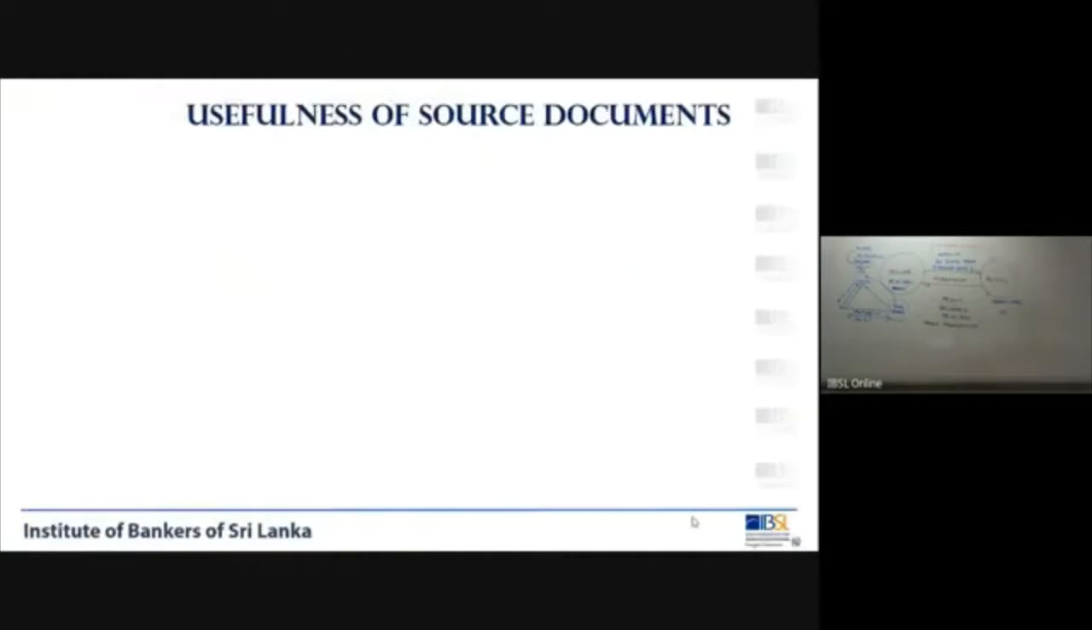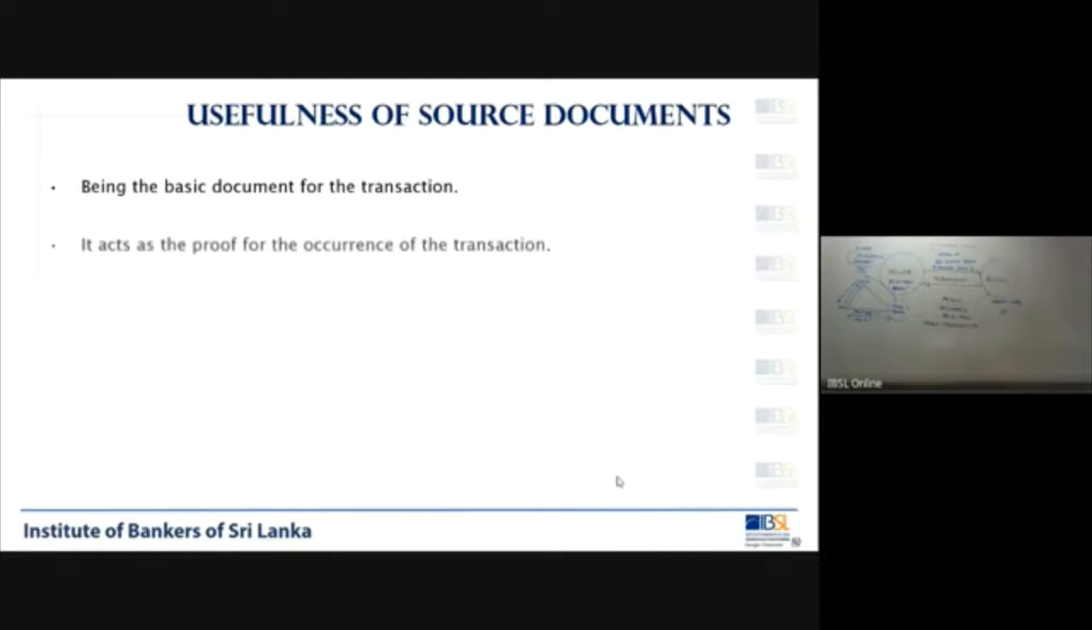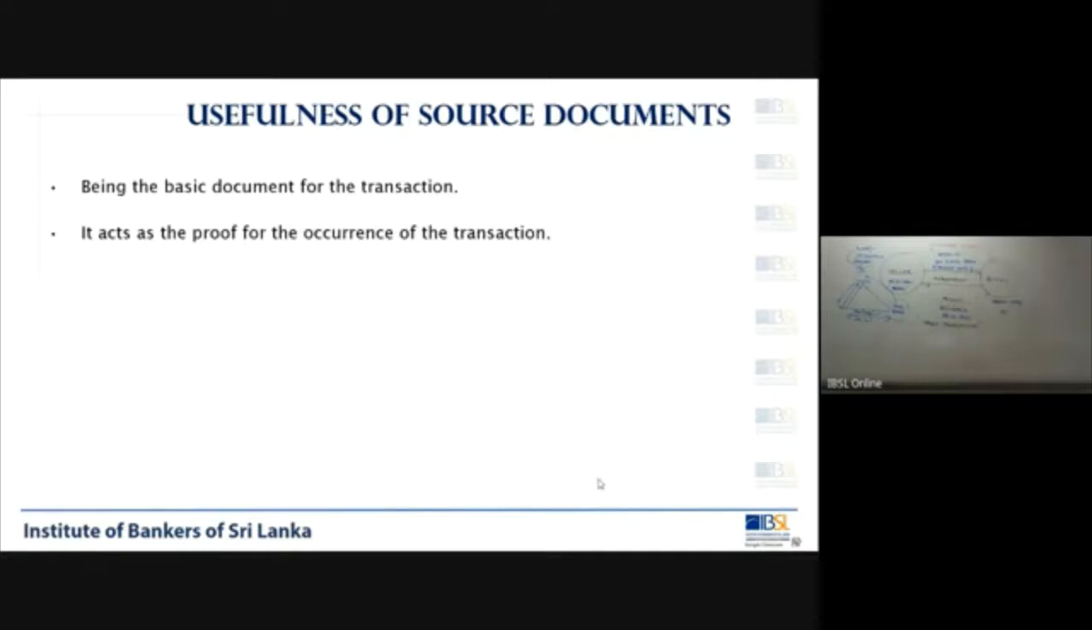So what is the usefulness of these source documents? The source document will be the basic document that you will make use of for the transaction. It acts as the proof, or in other words, as somebody said, evidence for the occurrence of the transaction. It acts as a basis to record the transaction in the books. Today you record it in the computer system of your bank, but generally businesses record it in one of their prime entry books.